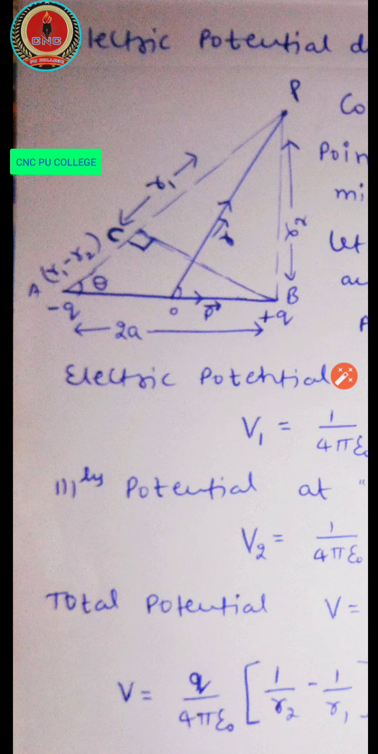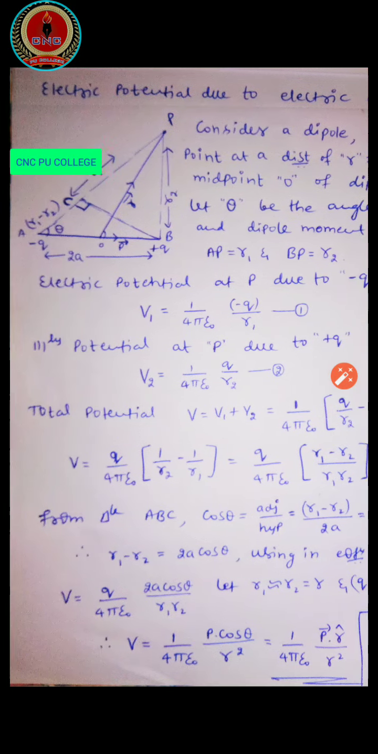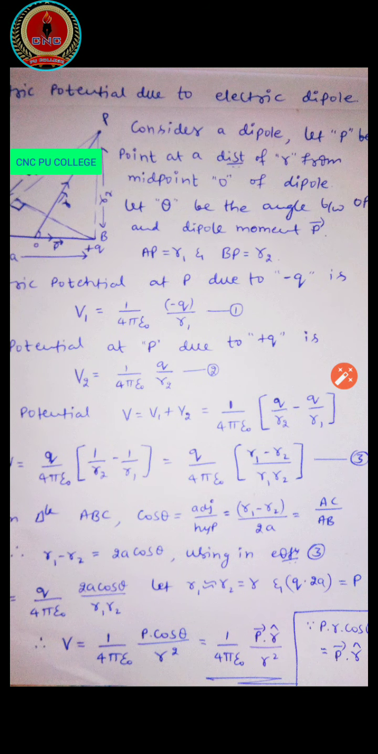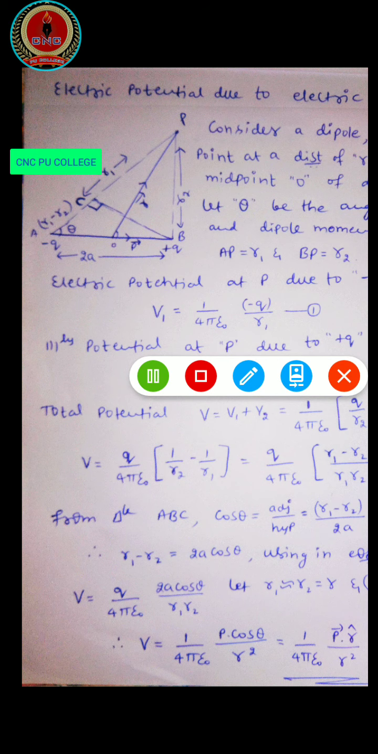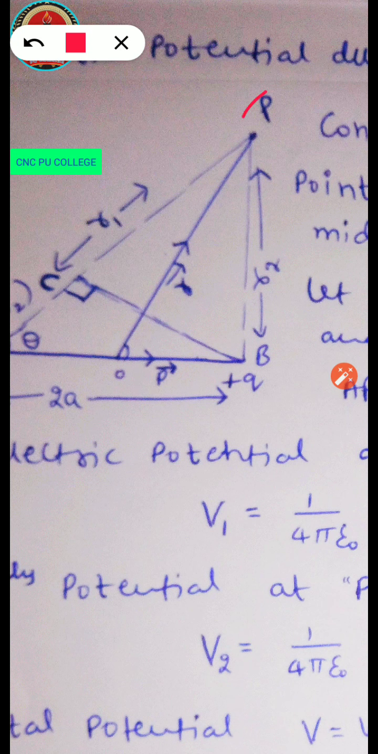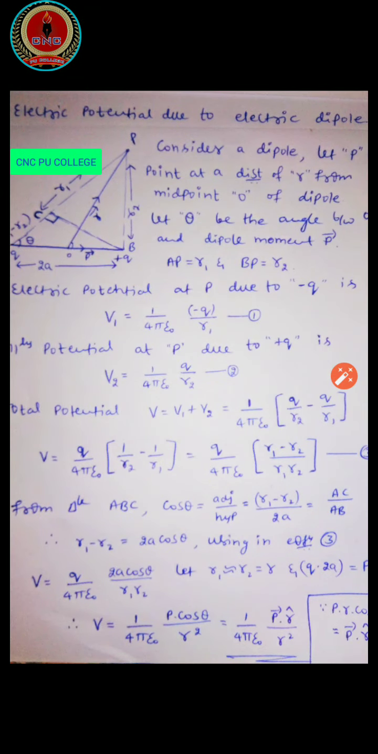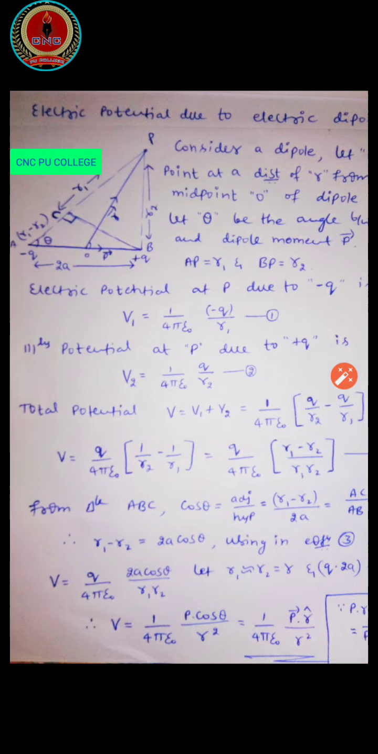Now consider a dipole. Let P be a point at a distance of r from the midpoint O of the dipole. As we are observing in the diagram, the common point P is at a distance of r from the midpoint of the electric dipole. At that point P, we have to find the electric potential due to both the positive as well as the negative charges. Let theta be the angle between OP and the dipole moment. Yes, we can observe that in the diagram.